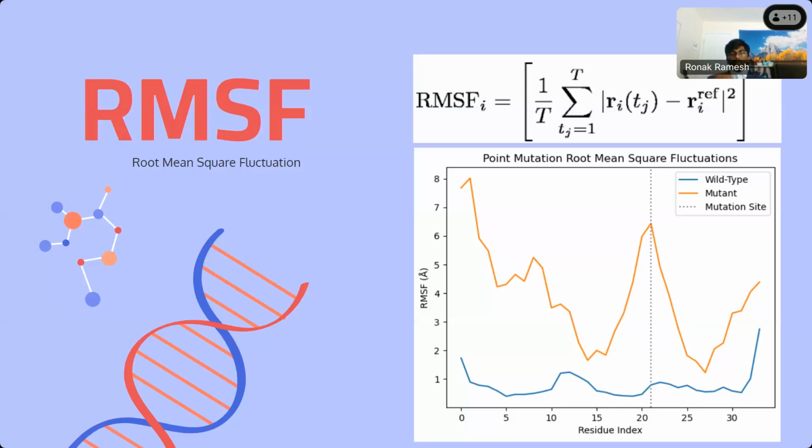It's expected that there's more flexibility and fluctuation at the mutation site because when a mutation occurs at a specific amino acid residue within the protein structure, it can disrupt the normal interactions and stability of the surrounding residues as well. Just like a ripple in water causes nearby areas to move, a mutation in a protein can cause nearby amino acids to become more flexible, and it leads to increased fluctuation or movement within the protein.